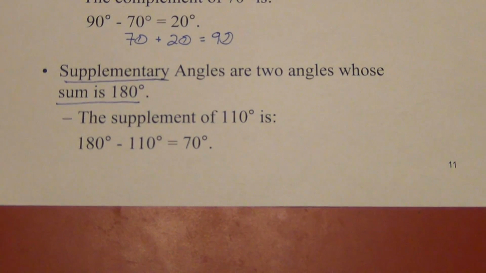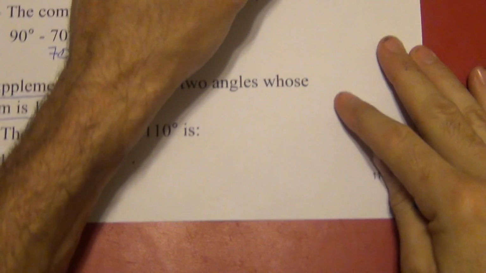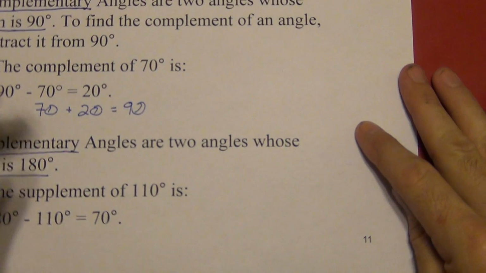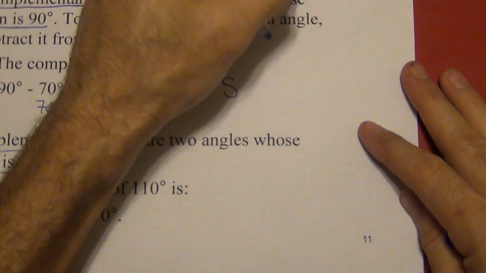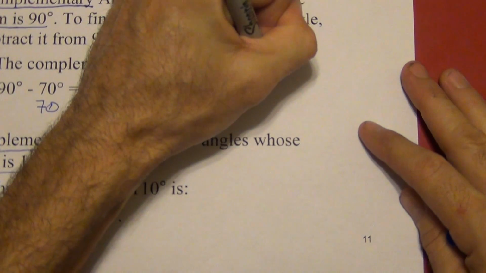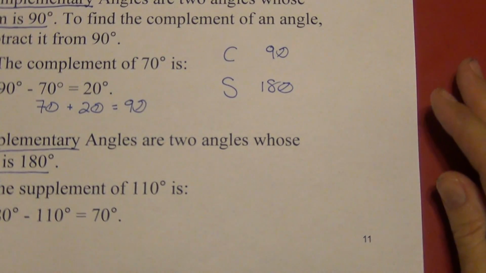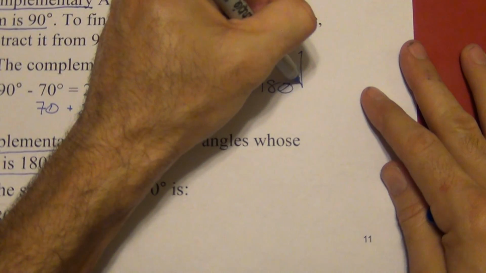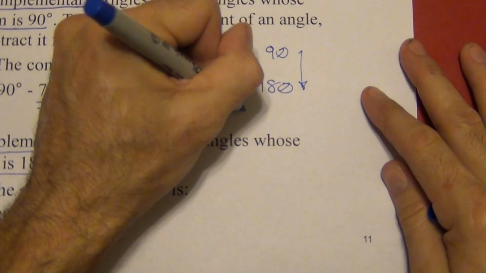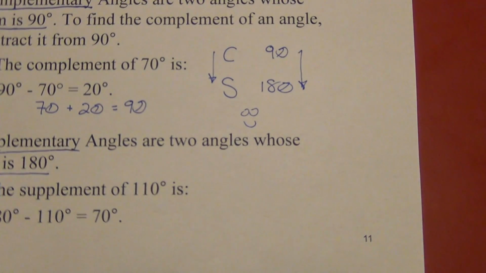Now this is how I remember them. C comes before S in the alphabet, and 90 comes before 180 on the number line. So I'm going this way in alphabetical order, I'm going this way on the number line, and that's how I keep them straight, and that makes me happy. So a complement is 90, and supplementary is 180.